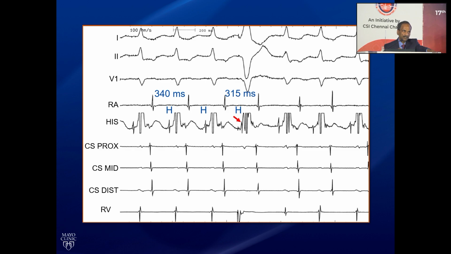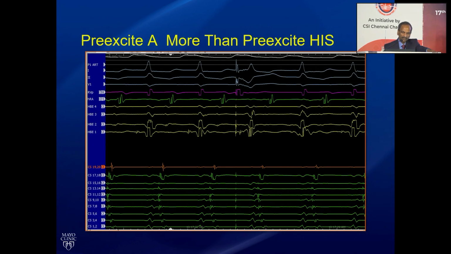You can engage the His, but if you move the A more than the His, it is an accessory pathway. So you have to be able to see the His. How do you see the His? Don't put the PVC at the apex. Put the PVC at the base. If you put at the apex, you won't see the His. It will be fused with the V. Put it at the base, somewhat near the His region. V will be captured first. His still has to come through the conduction system distally, so it will be seen little bit later. You can identify very well.